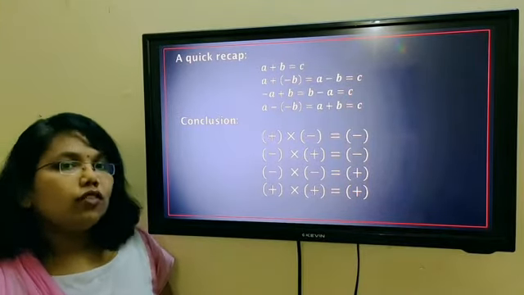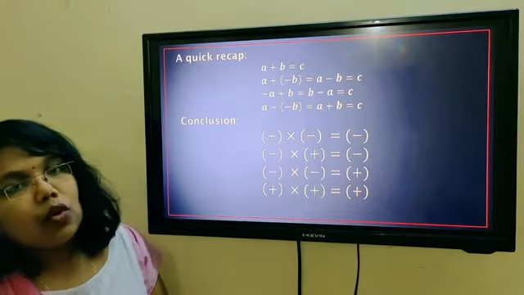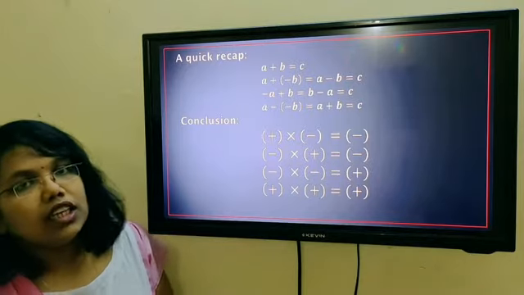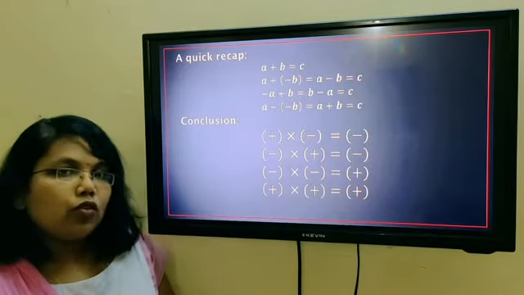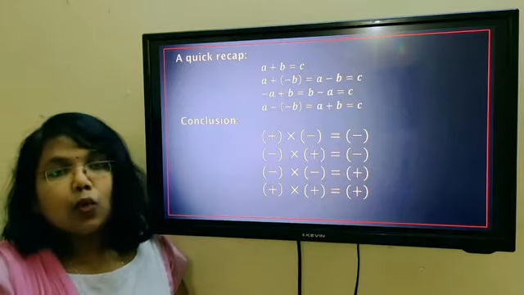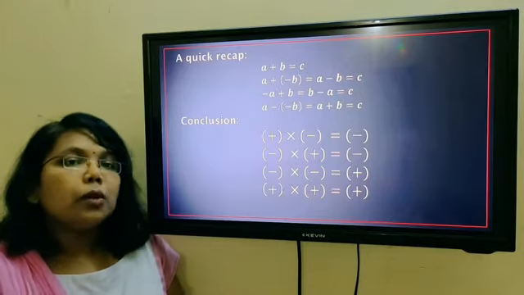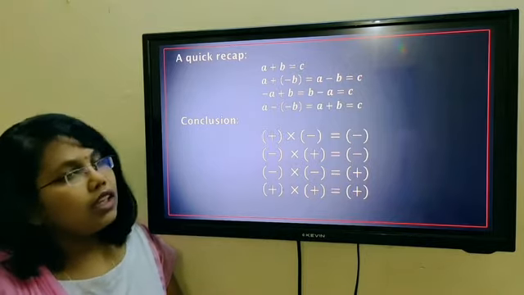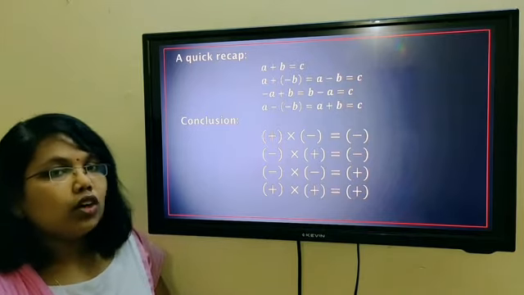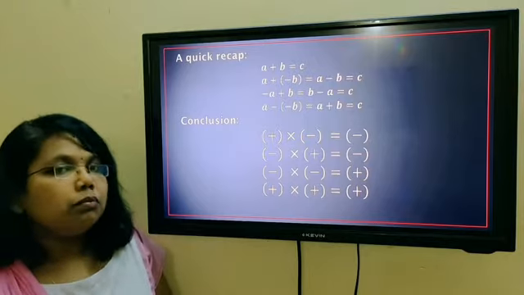We had seen when two positive integers are added, we get an answer which is positive. When two integers with different signs are added, then we find the absolute values and their difference, and then we write the answer which carries the sign of the number which has bigger absolute value. And when we subtracted a negative integer from a positive integer, we actually added the absolute values and gave the answer a positive sign.